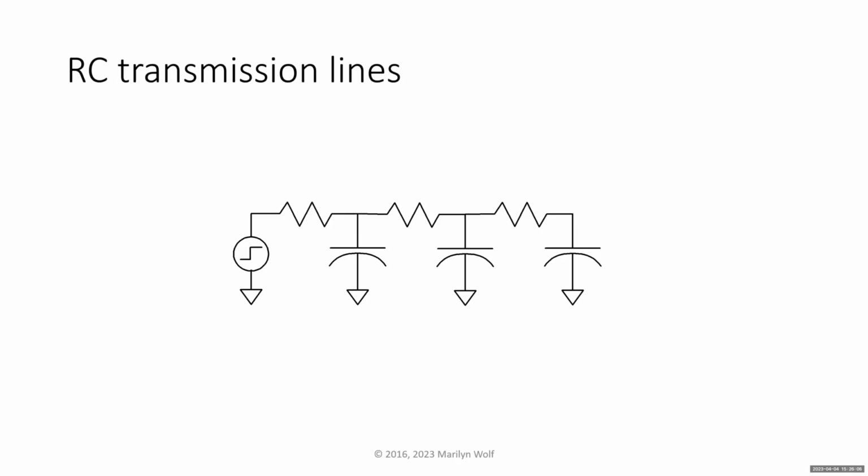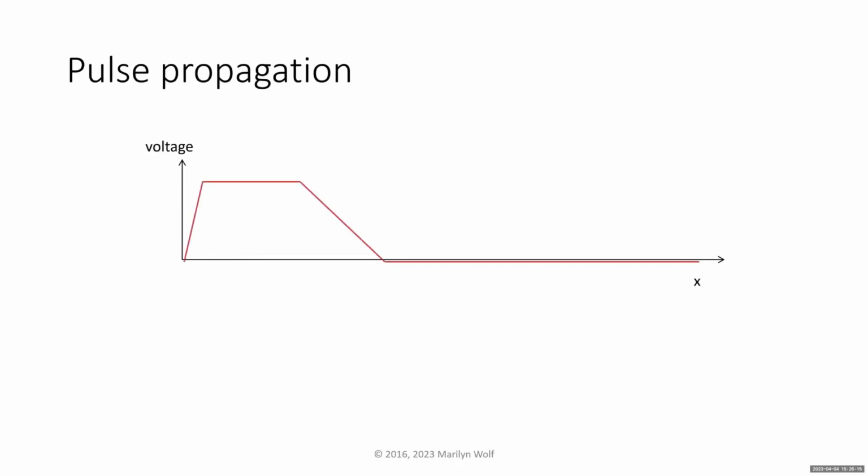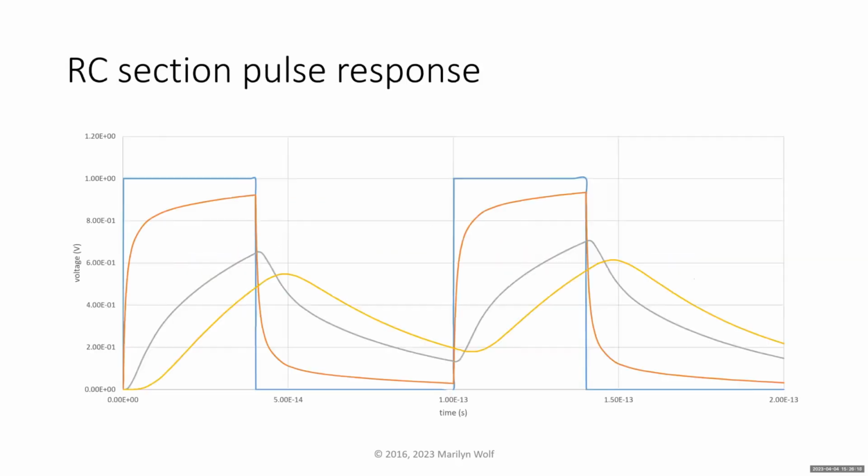And then the output of that section becomes the input to the next section, which once again distorts the pulse. Okay, so that's why we see this kind of traveling along the lines. And this is a more quantitative look using circuit simulation. So we can see that if we start off with a nice clean pulse, the orange line is the first part of the wire.